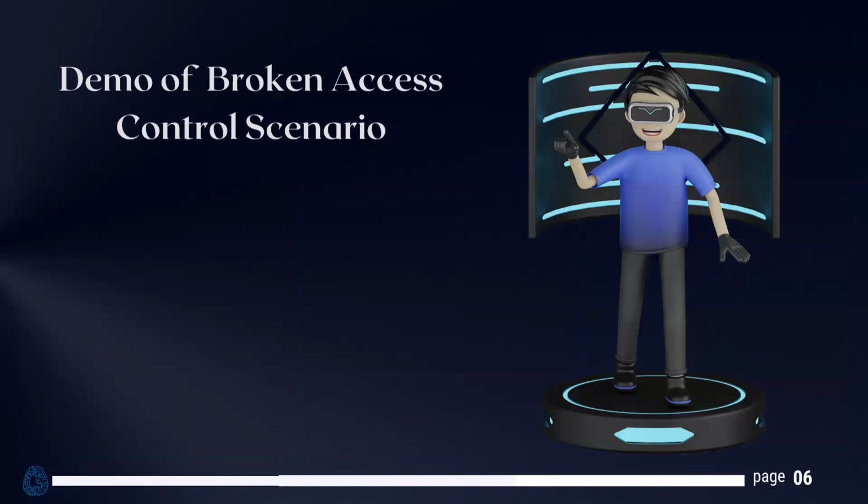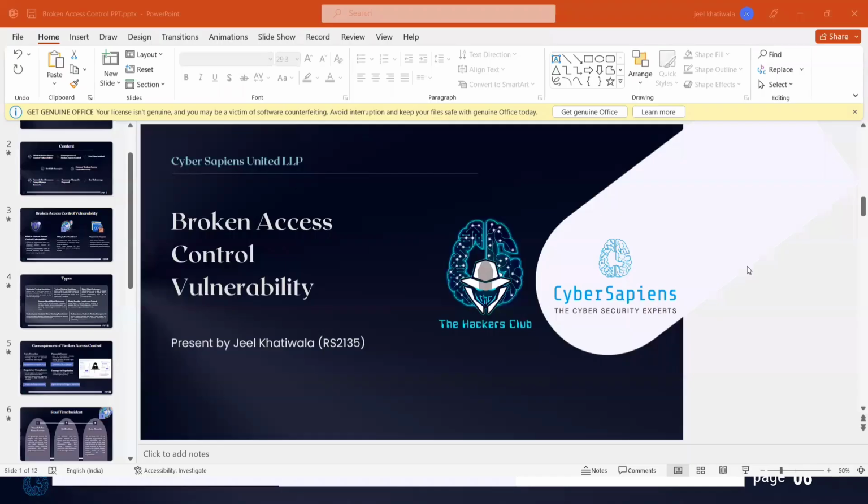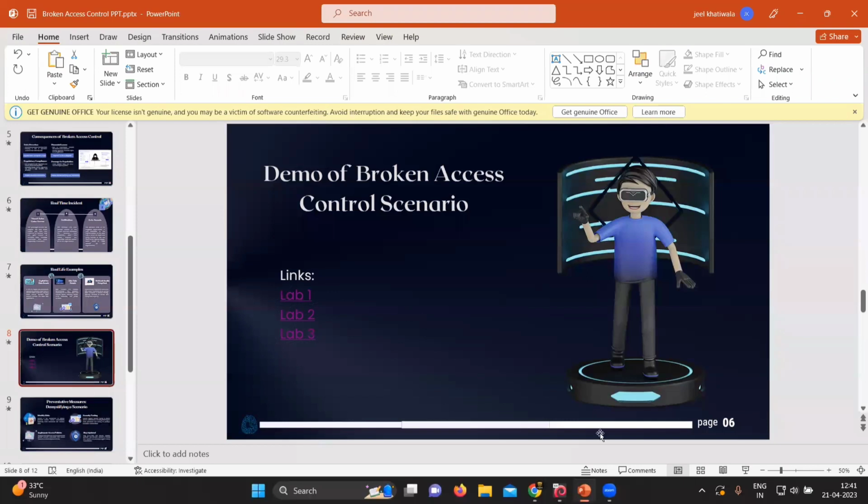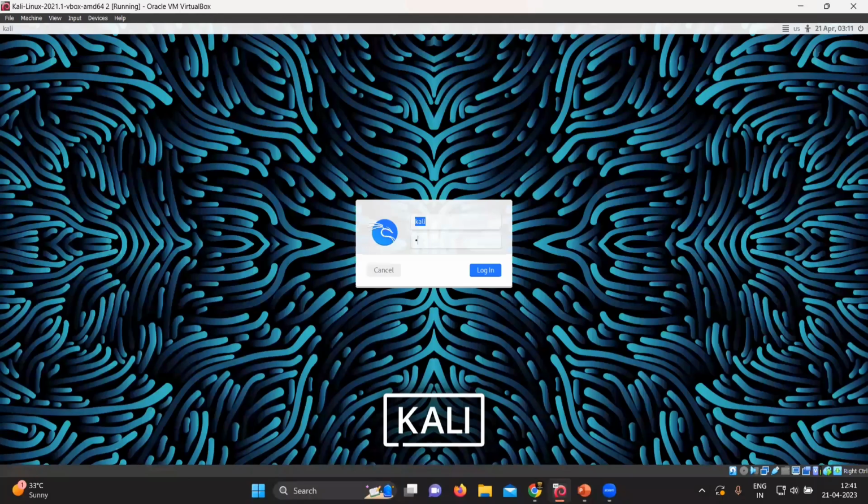Now, there are three different labs which we are going to present, for example, to show how a broken access control vulnerability looks and how we can gain access to different types of platforms. So let's go through all three labs. I'll go to Kali Linux, and first we'll go with the first lab.